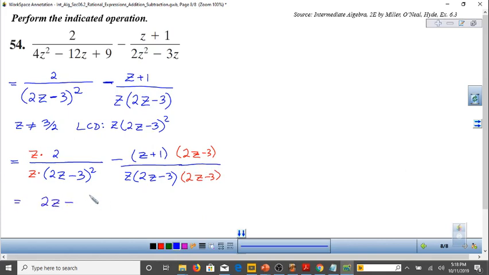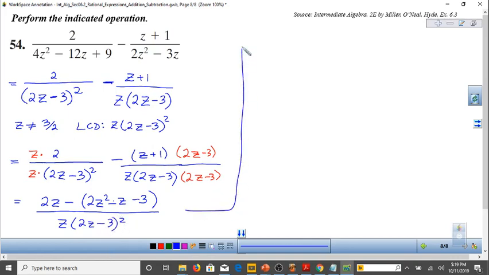2z minus 3 minus, and when we're distributing here, we're going to be distributing the negative afterwards. So I'm going to put this in parentheses. Z times 2z is 2z squared. Z times negative 3 is negative 3z plus 1 times 2z, which is plus 2z, is negative z. And then 1 times negative 3 is negative 3. And then the denominator will keep as z multiplied by 2z minus 3 squared.